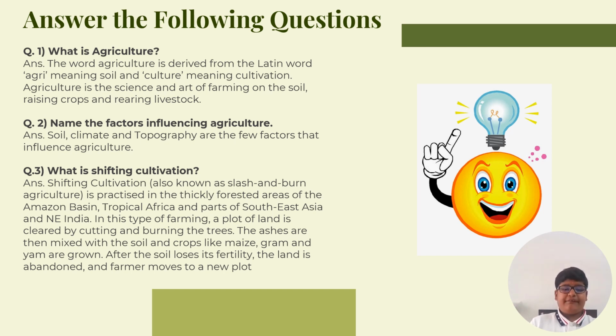What is shifting cultivation? Shifting cultivation, also known as slash and burn agriculture, is practiced in thickly forested areas of the Amazon basin, tropical Africa, and parts of Southeast Asia and Northeast India. In this type of farming, a plot of land is cleared by cutting and burning the trees. The ashes are then mixed with soil and crops like maize, gram, and yam are grown. After the soil loses its fertility, the land is abandoned and the farmer moves to a new plot.